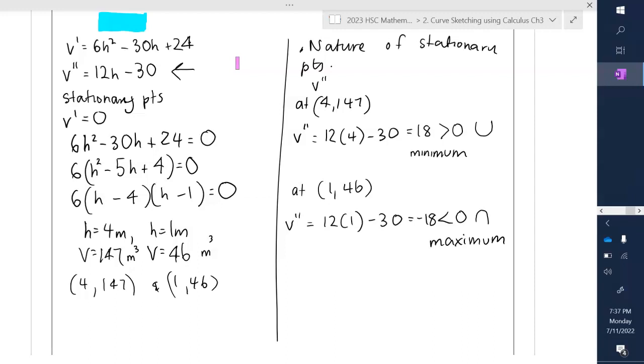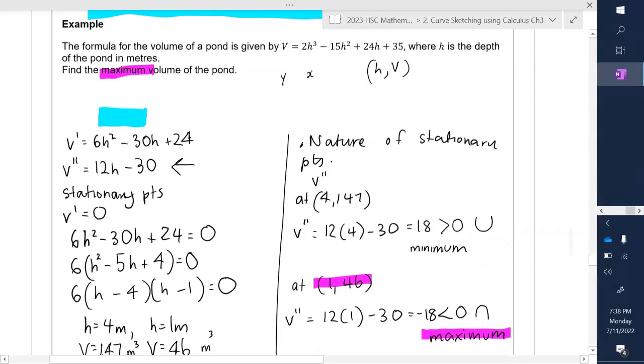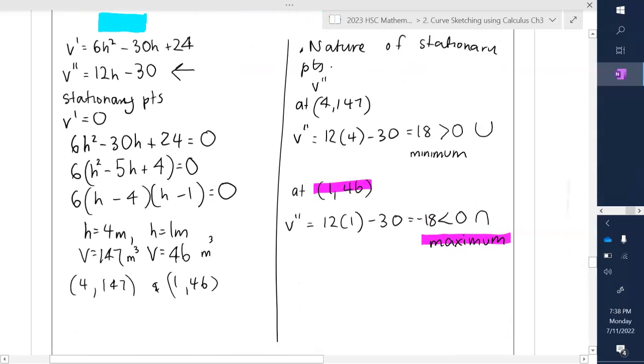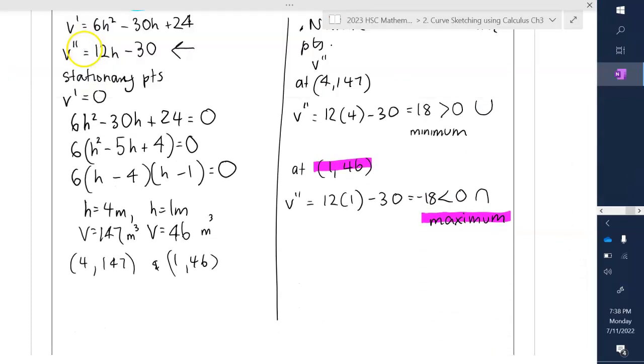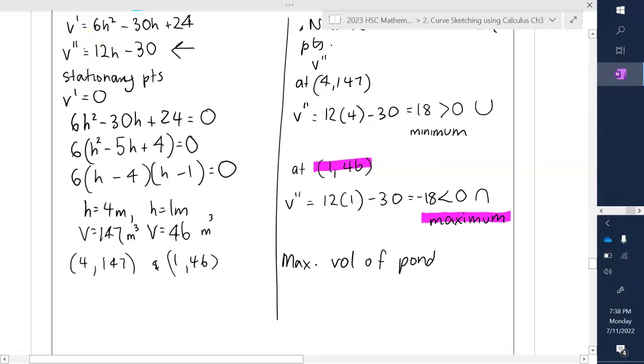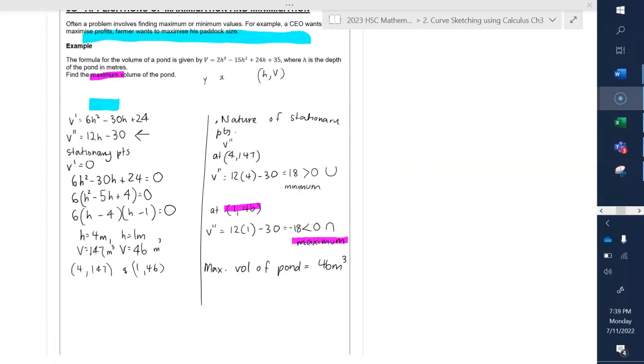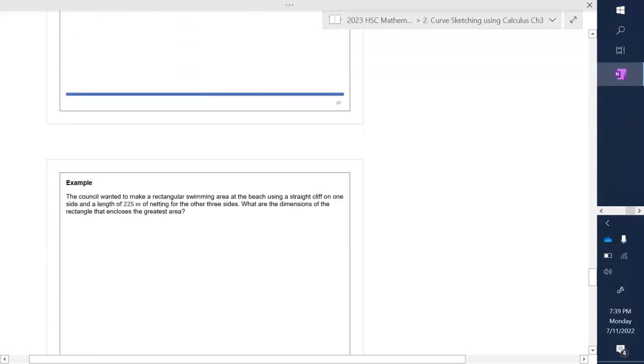Once we popped our stationary values into the second derivative to find the nature of those, we've discovered that our second derivative gives us a maximum at the point 1, 46. So our maximum volume of the pond will be 46 cubic meters. And we'll pop that down there. The maximum volume of the pond equals 46 cubic meters. Okay, we're going to move down to the second question now.